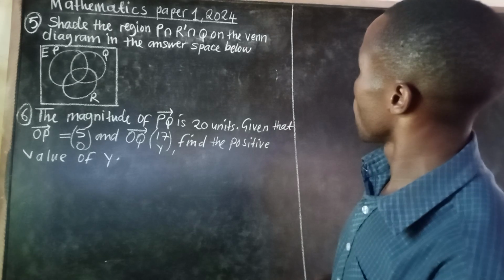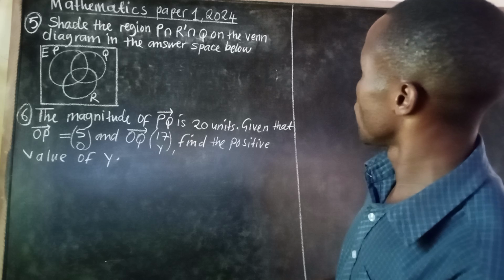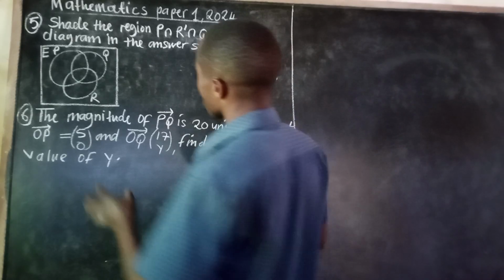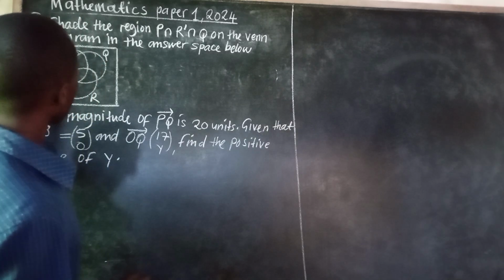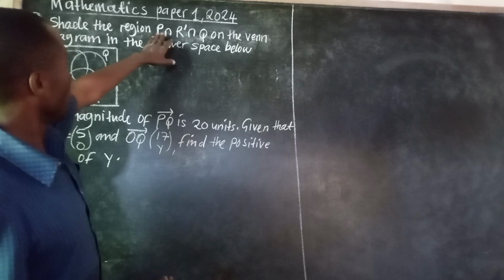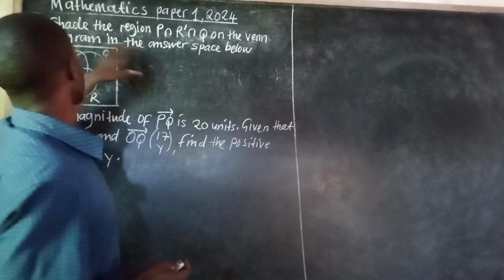Shade the region P intersection R complement intersection Q on the Venn diagram in the answer space below. So the answer space which they are talking about is this one, which we are given. So we want to just shade the region P intersection R complement intersection Q on the Venn diagram.